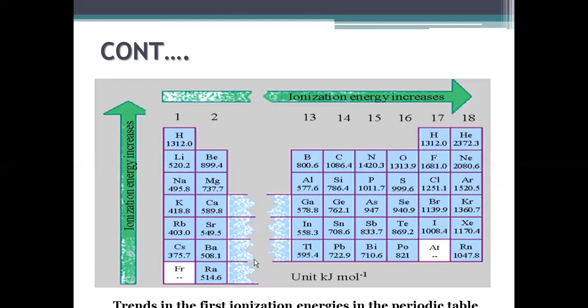And why this break? As I said, in between you can see the transition metals. Compared to the s and p block elements, the transition metals show less ionization energy. That's why you can see this breakage. But within the transition metals, from left to right, the ionization energy shows a slight increment. Next.